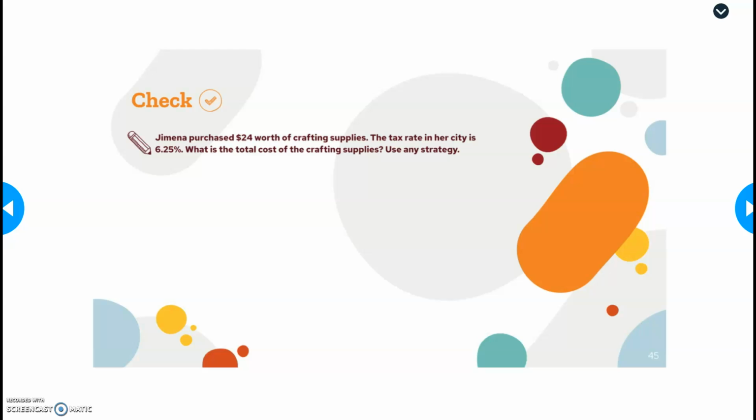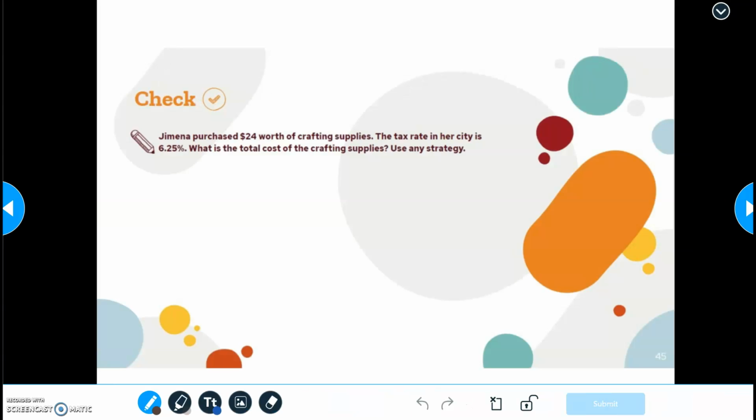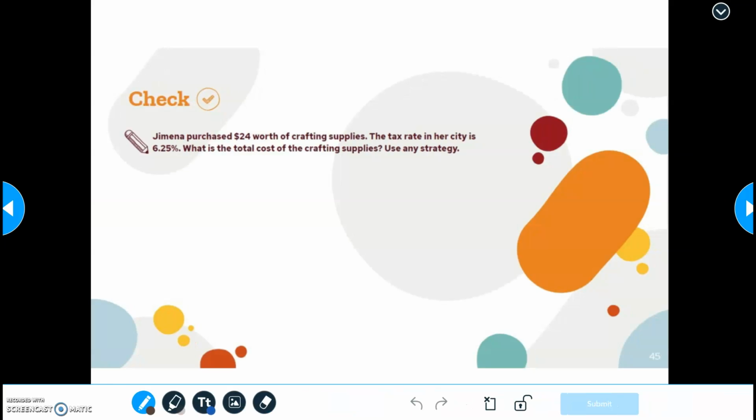You have another check to complete and it says, Jimena purchased $24 worth of crafting supplies. The tax rate in her city is 6.25%. What is the total cost of the crafting supplies? Use any strategy. In your Nearpod, here's a draw board. All of this is explained in your Nearpod. You can go do all of the activities there. Come back to see how I solved this.